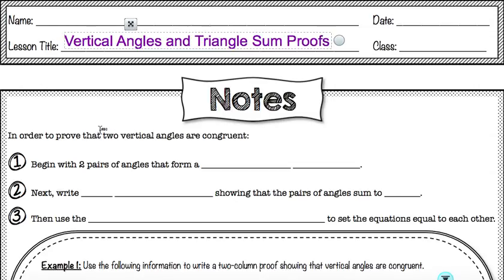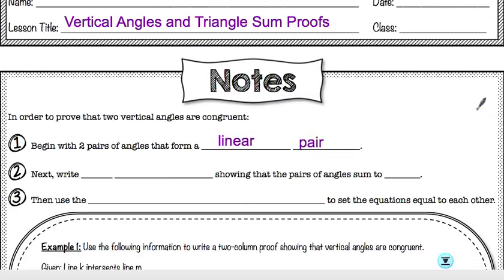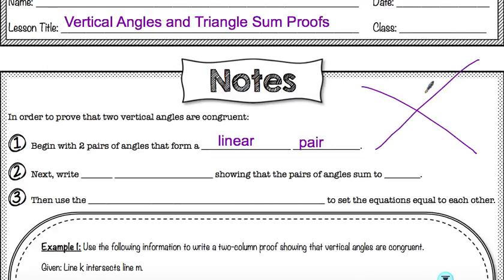Let's start with some steps on how to prove that vertical angles are congruent. These steps are not going to make any sense until you actually see the proof. So this says begin with two pairs of angles that form a linear pair. That's what you're going to start with. Okay, so a linear pair looks like this. Let me give an example of a linear pair.